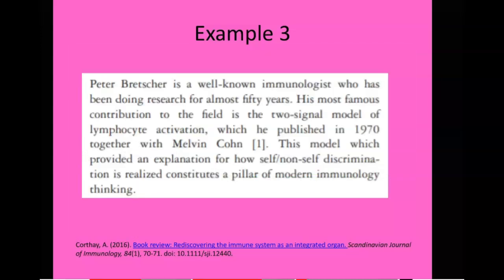Now, the next paragraph is the first paragraph of the actual review after the abstract, where the writer provides us some information about Peter Brecher himself, identified by "he," that he is a really well-known author in this field. So what the author of the book review is telling us here is that we can trust Peter Brecher as a well-established scientist in this field of the immune system and immunology.